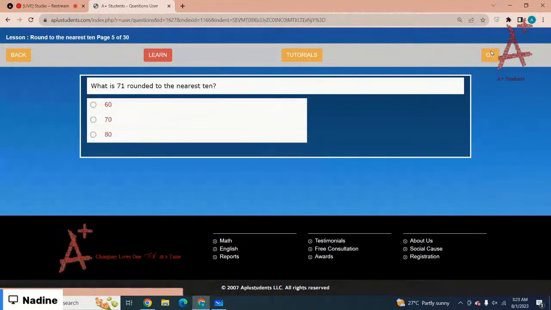Okay, what is 71 rounded to the nearest 10? So which is the correct option? 71 is rounded off to 70 because 1 is less than 5 and then you have to round on the same 10, so it would be rounded to 70. The correct option is 70.